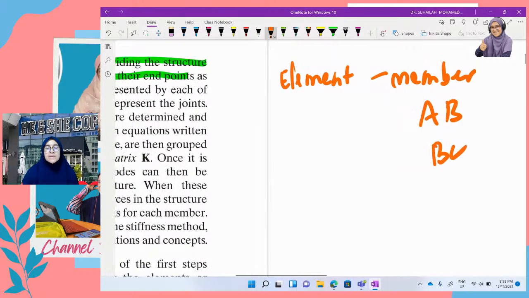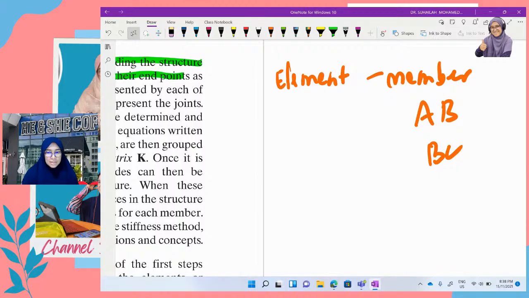Okay, element is actually a member, but we call it element based on number. So we have element number 1, we have element number 2. We don't call element as element A, element B. We cannot call element as that. We have to call element using number. That means element 1 is maybe member AB, and then element 2 we have member BC.